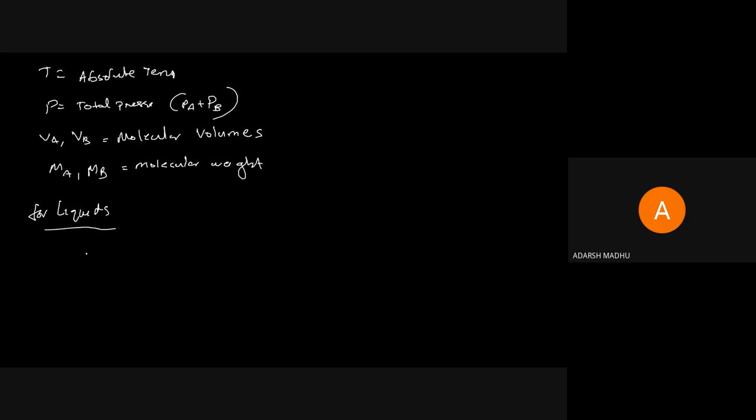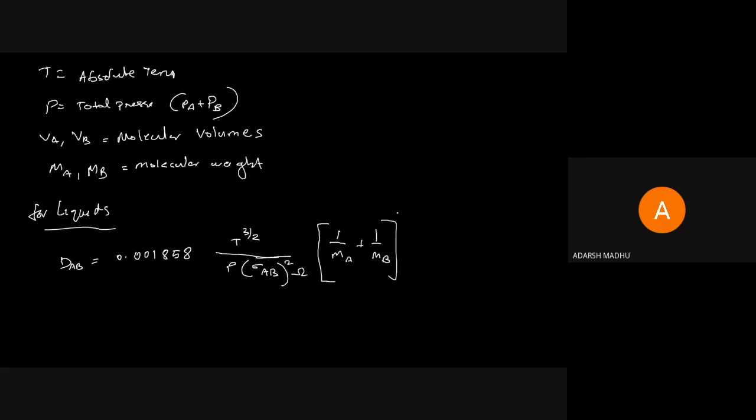For liquid there is an equation for DAB, that is DAB equals 0.001858 into T raised to 3 by 2, all divided by P into sigma AB square into omega, multiplied by the square root of (1 by MA plus 1 by MB).